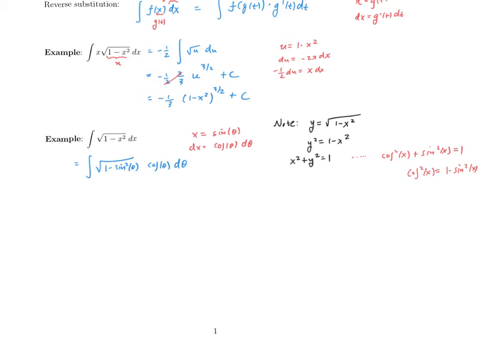It's equal to cosine squared. So underneath the square root, we have cosine squared of theta. So this would be the integral of the square root of cosine squared times cosine d theta. And if we simplify this, the square root of cosine squared, we want to write as cosine times cosine.